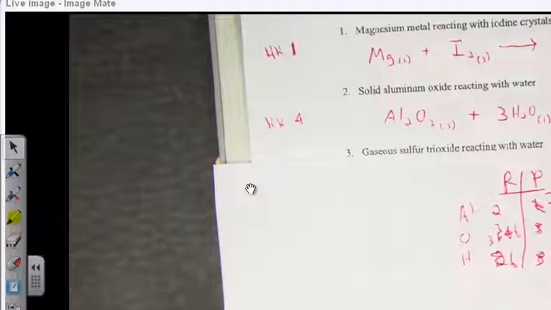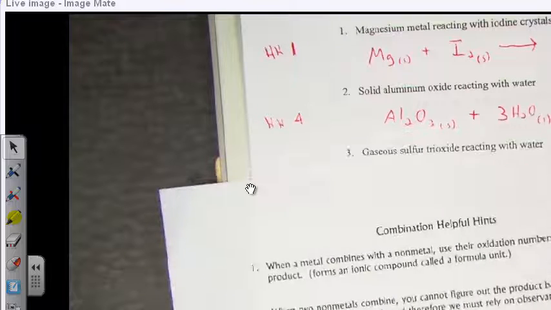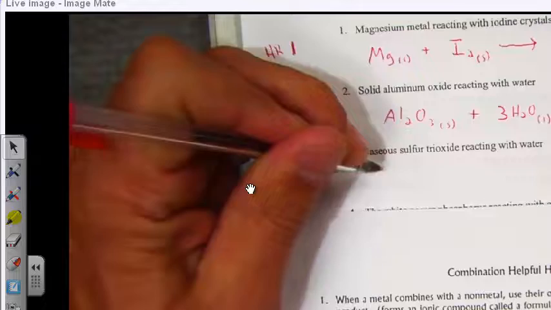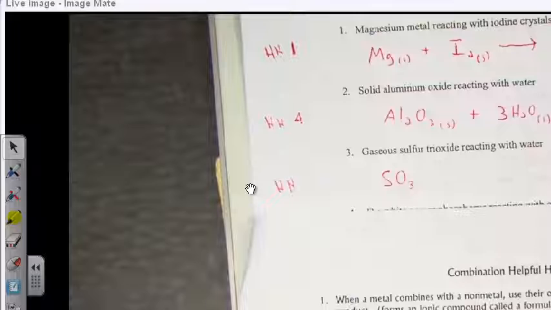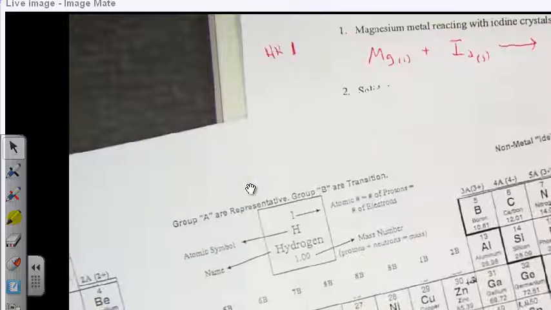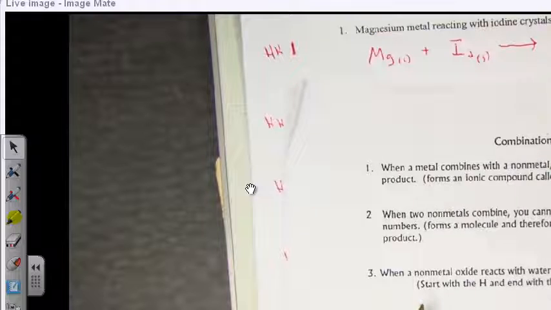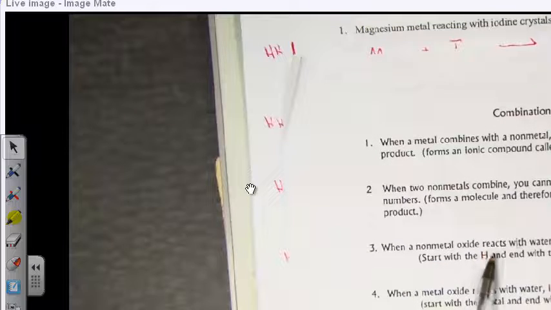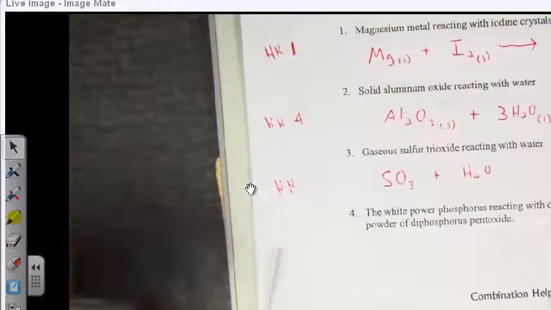The next one, gaseous sulfur trioxide reacting with water. What is sulfur trioxide? Since I see the prefix, it's SO3 reacting with H2O. Sulfur is over here in the nonmetal side, so we have a sulfur nonmetal oxide reacting with water, and it will produce an acid. So that's helpful hint number 3. This was gaseous, this is liquid.